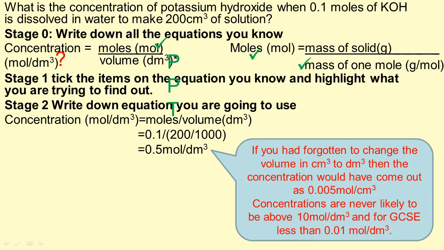If you had forgotten to change volume in centimeters cubed to decimeters cubed, then the concentration would have come out as 0.005 moles per centimeter cubed. Concentration is never likely to be above 10 moles per decimeter cubed, and for GCSE less than, say, roughly 0.01. So if you have something larger than 10 or smaller than 0.01, you might want to double check your calculation.